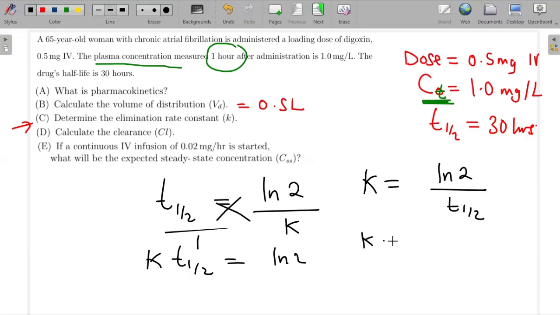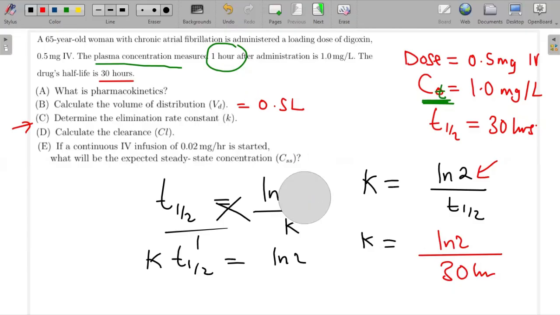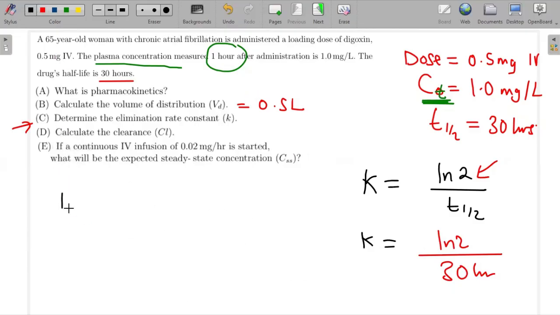Okay, so this will just be equal to... So now my half-life has been given as 30 hours there. So I'll say 30 hours. Sorry, this is ln 2 divided by the 30 hours. So what are we going to get when we divide? So my K will be equal to, I just punch that on my calculator. So I have ln of 2 divided by 30.